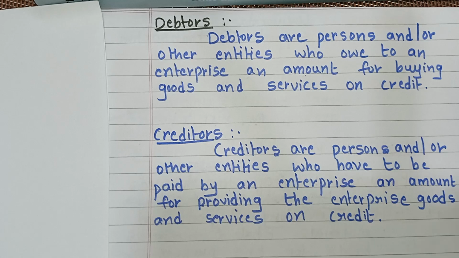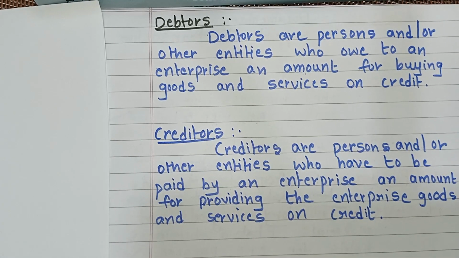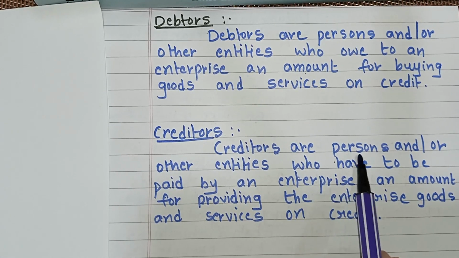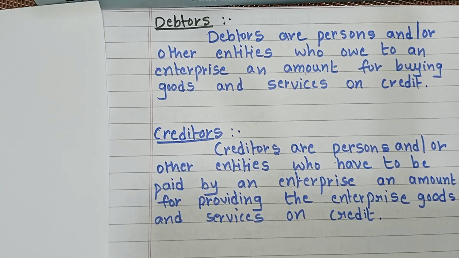Next, we will move to the next term, that is creditors. Creditors are persons or other entities who have to be paid by an enterprise an amount for providing the enterprise goods and services on credit. This is the meaning of creditors.